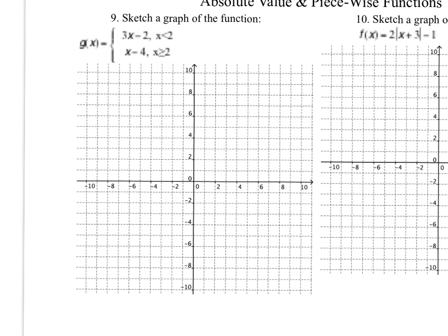Here is to graph a piecewise function. First thing I might do is notice that my graph's going to change at 2. I do this dotted line just so I know where to change my graph. And then I need 3x minus 2. I'm going to do that in red for now. It's going to have a y-intercept of negative 2 and a slope of 3. It'll look something like this.